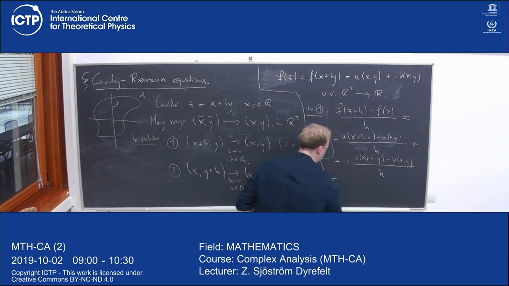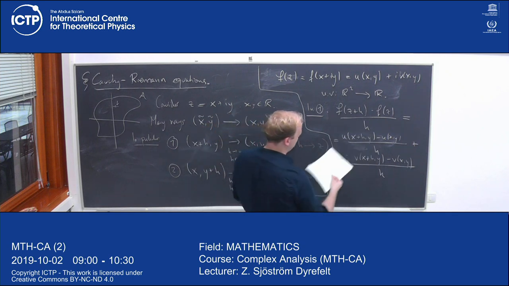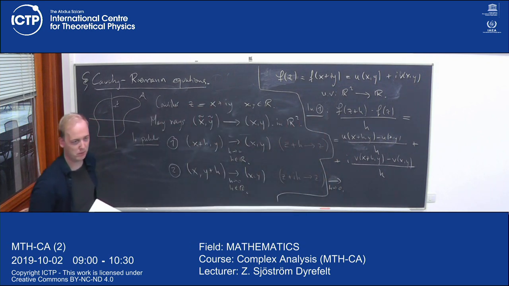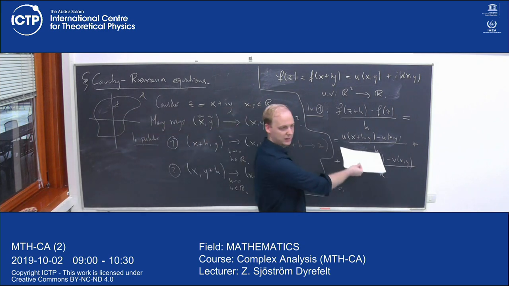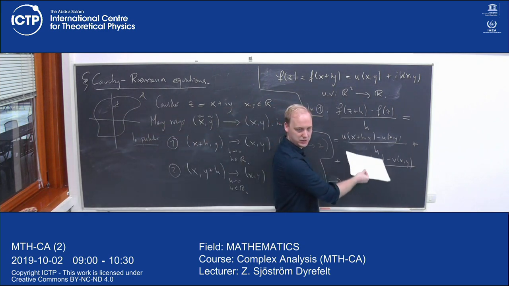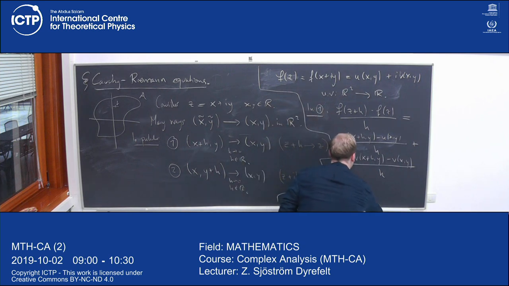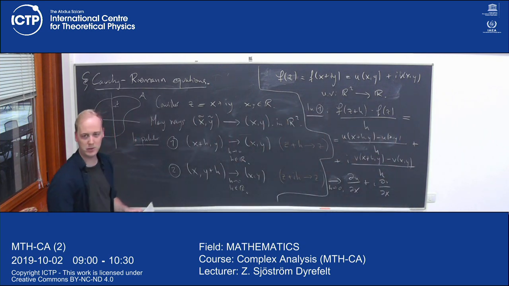And then this is equal to, well, what is this? When you let h, this real number, tend to zero now, then of course this is just real analysis all of a sudden, because we're using this u and v, which are real functions. So this is just the partial derivatives, exactly. So this is partial u, partial x, plus i partial v partial x. So far so good. Is this clear?